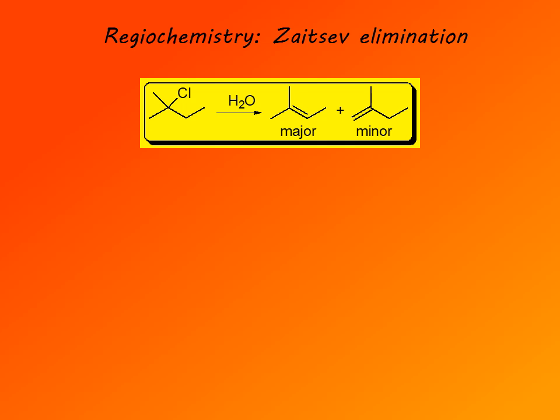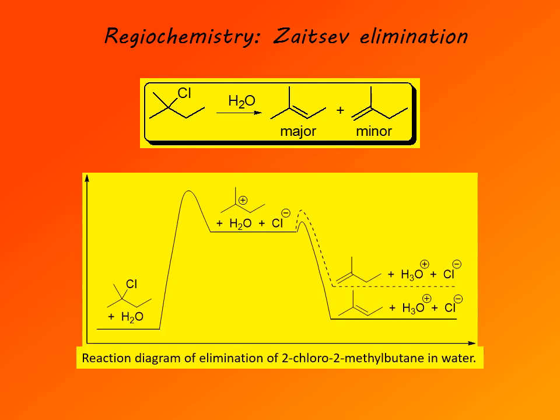As usual with Zaitsev eliminations, selectivity is not great. We get 70-30, 80-20, maybe 85-15 ratio of the two regioisomers. Nonetheless, it is always the more substituted alkene that is predominant. So in the case of E1 elimination, it is always the more substituted alkene that is the major product. And the reason for this is in the reaction mechanism.